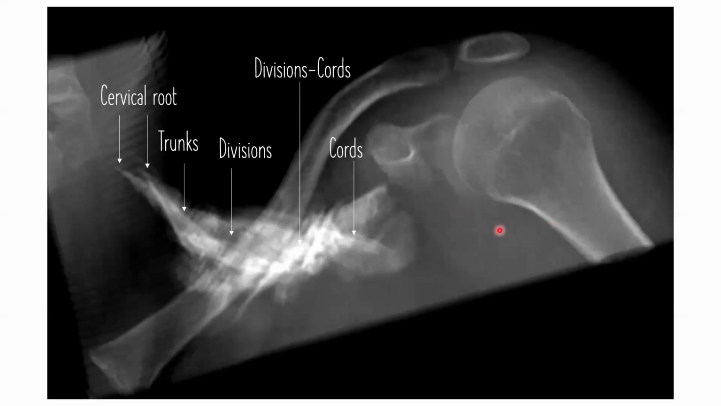Now, when we did the 3D volume rendering technique, we found that when we were injecting at the level of the divisions and cords, that is, the costoclavicular area, the drug is going caudal in the infraclavicular area, that is fine. The drug is going retroclavicular, that is perfect. But moreover, it's going in the supraclavicular area, at the level of the divisions, the trunks, and then it's going at the level of the cervical root.